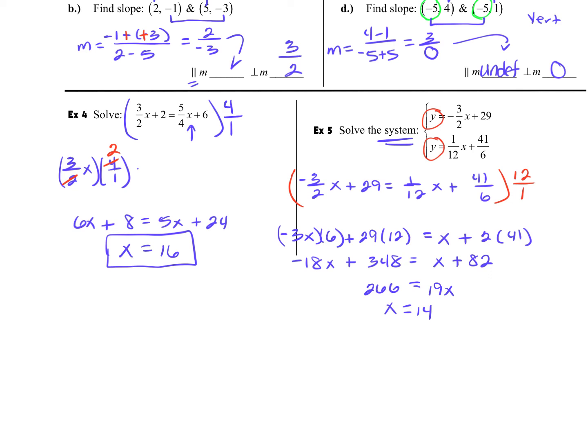Now remember, on a system of equations, I need an x and a y. So I need to take this value for x and substitute into one of my equations. It doesn't matter which one I choose. I'm going to choose my top one. I'm going to say a negative 3 halves times 14 over 1 plus 29. Working that out gets me a y value of 8. So my final answer needs to be written as an ordered pair, 14, comma 8. The 8 is coming from right there, and my 14 came from my first step.